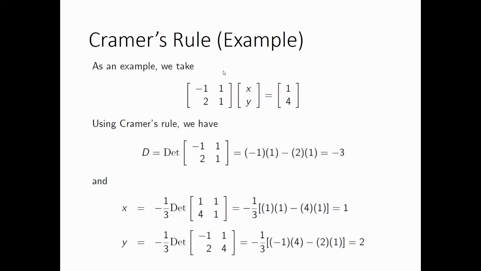As an example, you can take [-1 1; 2 1] times [x; y] is equal to [1; 4]. D is equal to the determinant of [-1 1; 2 1], which is minus 1 times 1 minus 2 times 1, which is equal to minus 3. So x is equal to minus 1 third times the determinant of [1 1; 4 1], which gives us 1, and y is equal to minus 1 third times the determinant of [-1 1; 2 4], and that gives us 2. So we can find solutions for x and y.